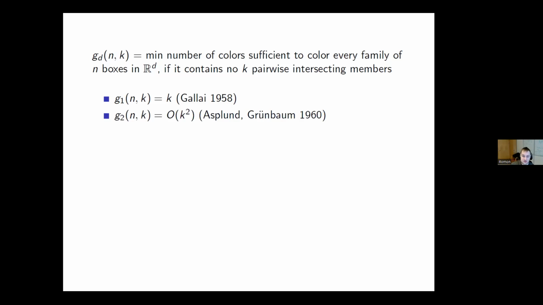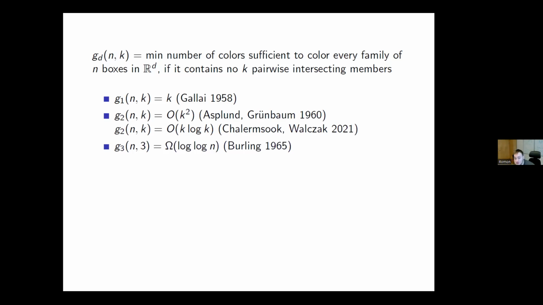In 2 dimensions, the previously mentioned result of Asplund and Grünbaum says that it's at most quadratic. This was the best known bound for 60 years, when Ramsey and Wolczak managed to improve this to k log k. However, from below, the best known construction is still linear, so there is a logarithmic gap. In general, surprisingly, it turns out that g_d(n,k) cannot be bounded by k alone. In dimensions 1 and 2 we had this nice situation that the function didn't depend on n. However, starting from dimension 3, this function must depend on n.